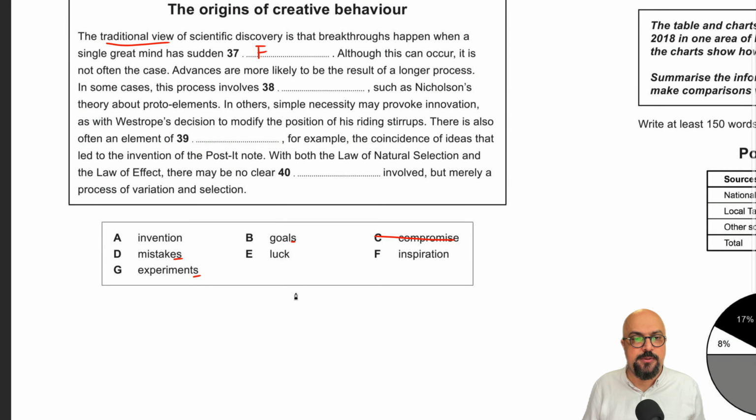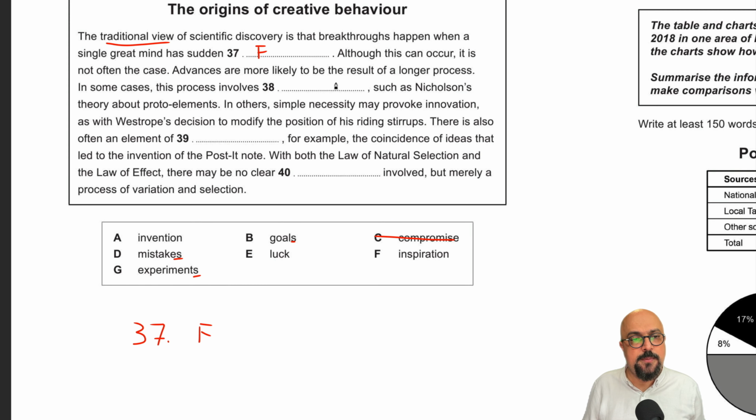So on the answer sheet, you'll find question number 37, and you write F in front of it. Remember, you don't need to, and you should not write inspiration here. Just F. Advances are more likely to be the result of a longer process. In some cases, the process involves, okay, this seems to be luck. Well, do we have luck here? Or mistakes, luck, such as, worry about them. Oh, okay. It's either luck or mistakes.